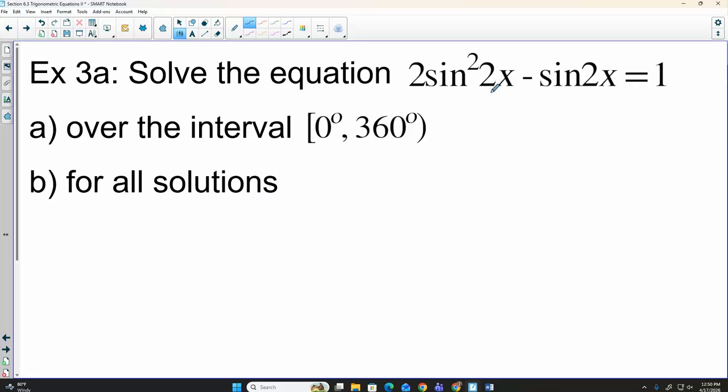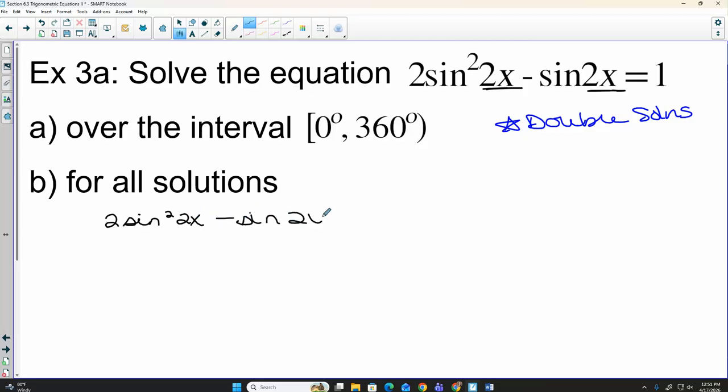I have multiple functions, but they're both a 2x, so we can leave it. We don't have to use a formula. But the 2x does tell me what will happen. We'll have double solutions. Okay. So I have 2 sine squared of 2x minus the sine of 2x minus 1.